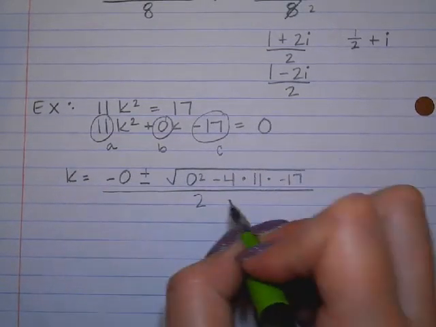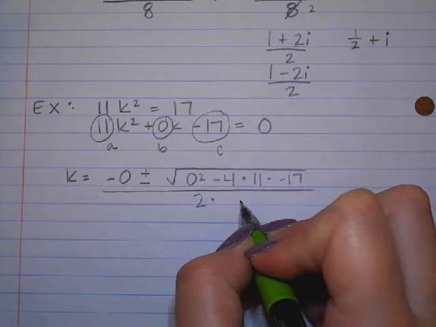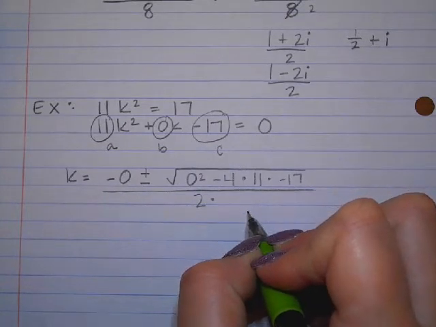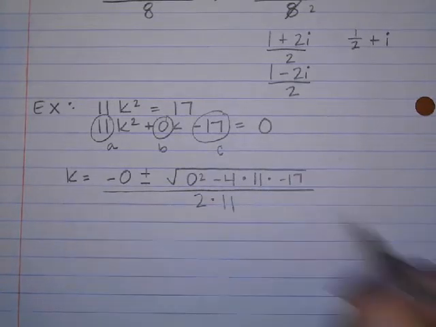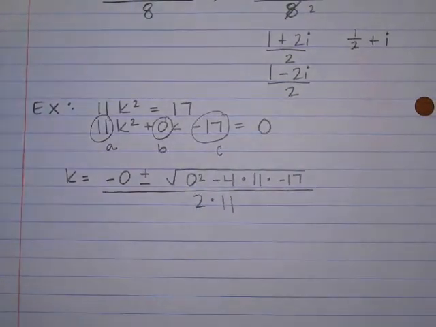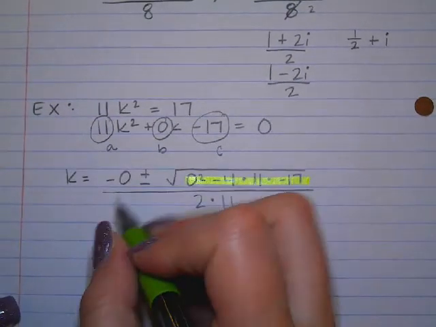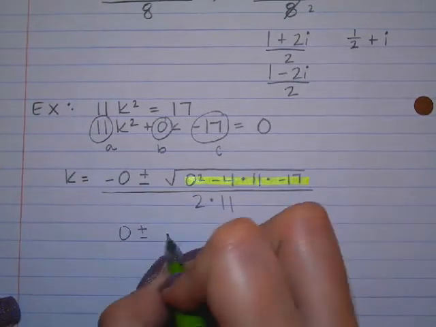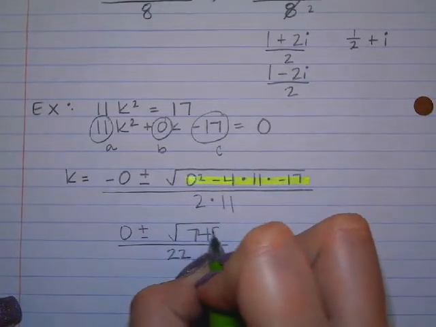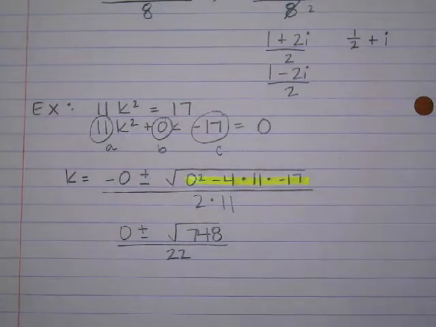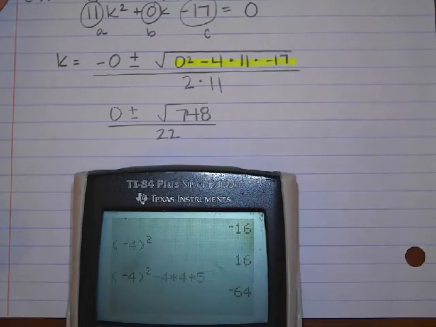2 times 11. Okay, and then let's go ahead and figure out what our discriminant is. 748. Okay, you guys ready to type this in? Yes.